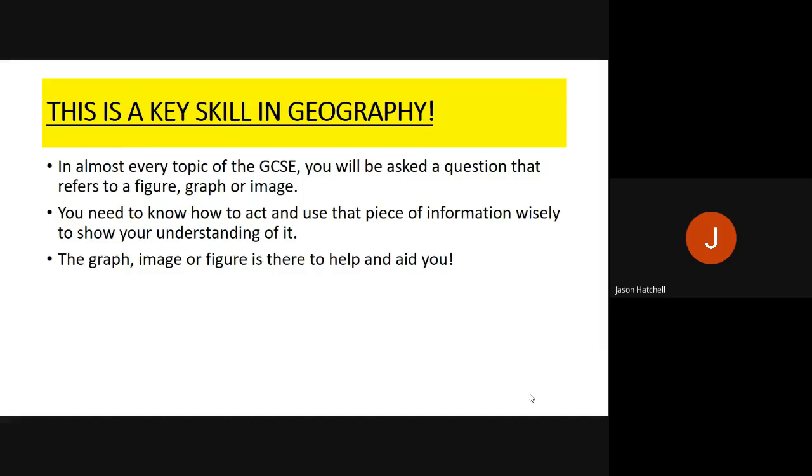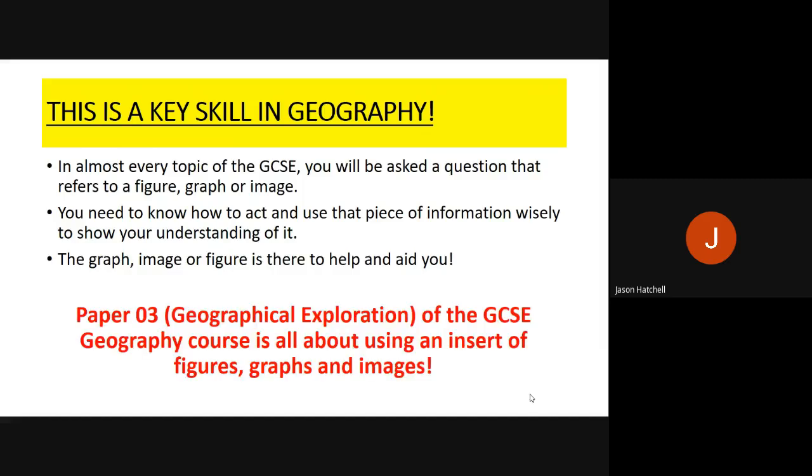Please don't ignore it. And finally, why is this really useful and important? Because all of the little graphs, maps, images, and figures you are given to use throughout your entire topics are also very applicable to the geographical exploration paper, which is paper 3 of your GCSE, because that paper, as Mr. Rowell showed you in his GeogPod on the paper 3 masterclass, go and check it out if you haven't, these are what you will be expected to use in paper 3.